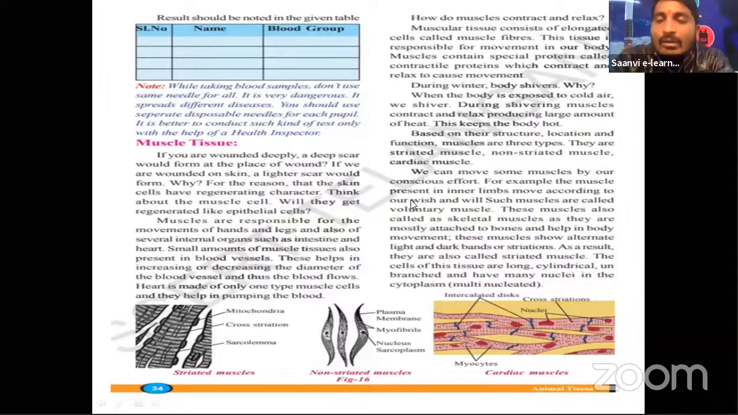During winter, the body shivers. Why? When the body is exposed to cold air, we shiver, right? During shivering, muscles contract and relax, producing a large amount of heat. We have to maintain our body temperature at normal, and when we are exposed to cold air, our body temperature decreases. So to maintain the normal temperature, our muscles try to shiver. By shivering, they can produce a large amount of heat, and that heat keeps our body normal.